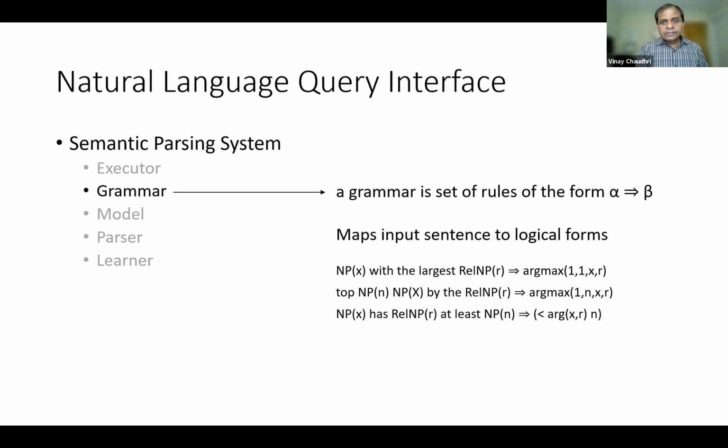The grammar is a set of rules which is of the form alpha implies beta. And here we are seeing some example rules in this grammar. A big difference between the kind of rules that we are seeing here versus the rules we saw in the case of the BNF grammar was that here, the forms that appear on the right-hand side are actually forms which can be executed, right? So the grammar is going to give us an executable form of the query.